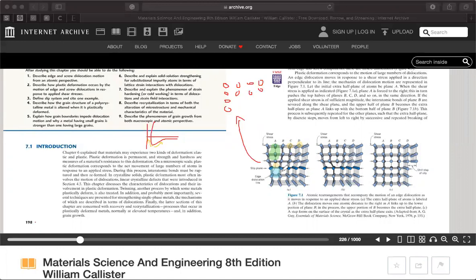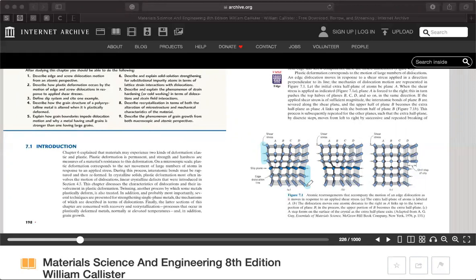Great. Now the question that we have: what's going to happen if you start to apply a shear stress? What do you think is going to happen to the material? Imagine you're applying a shear stress. The forces are going in opposite directions. What do you expect? The edge dislocation will shift to the right.